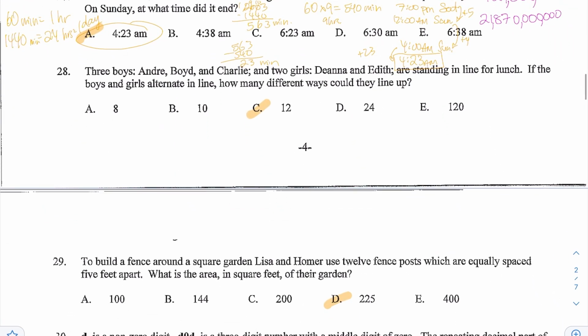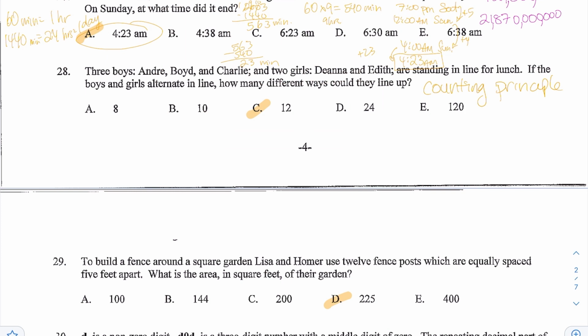All right, next for number 28, 3 boys, Andre, Boyd, and Charlie, so ABC, and 2 girls, Deanna and Edith, so D and E, are standing in line for lunch. If the boys and girls alternate in line, how many different ways can they line up? All right, so this is a counting principle question, which is kind of like a tree diagram.